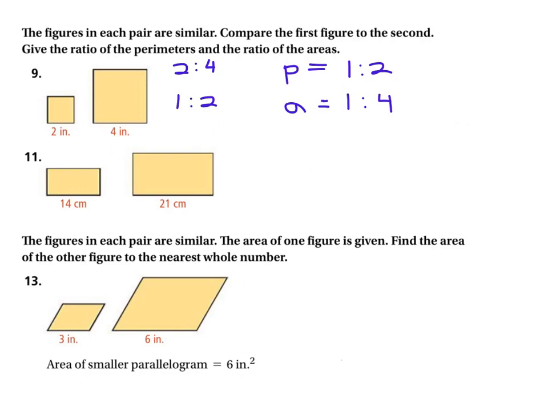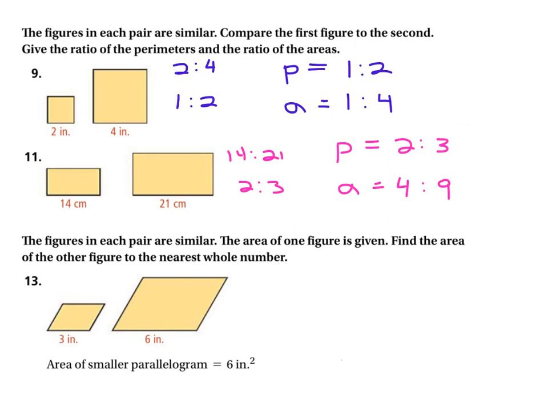Okay? So let's do that again. For number 11, if the ratio is 14 to 21, and we simplify that, dividing both by 7, we get a 2 to 3 ratio for the side length. So we say for the perimeter, because it's also a measure of length, it also has a 2 to 3 ratio. Areas, we will square that ratio, and we say 2 squared is 4, 3 squared is 9.